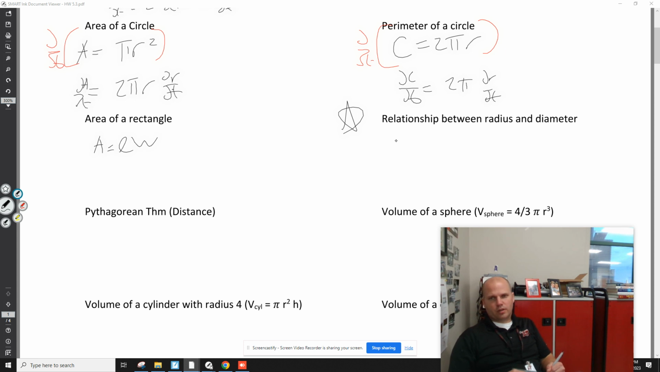This was a good one. Relationship between the radius and the diameter. Radius is half the diameter, or double the radius is the diameter. It doesn't matter what you want to do. Just be able to understand this, and you get 2 dr/dt equals dd/dt.